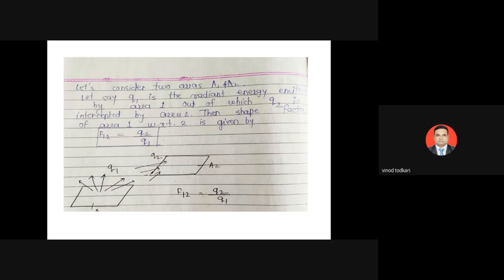See, this part is very simple, and if you open the GATE papers starting from 90, in fact, even in 2019, last year, there was a question which was based on shape factor. We'll solve that question also, and you can solve it within 1 or 2 minutes. So very simple questions are there, very simple laws are there. Just you have to memorize the laws. Rather than memorize, I will say you have to understand the laws. The laws are very simple. So is it clear to you? What is shape factor of 1 with respect to 2? Fraction of energy emitted by 1 which is intercepted by 2.